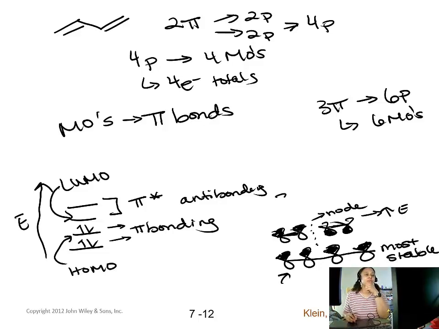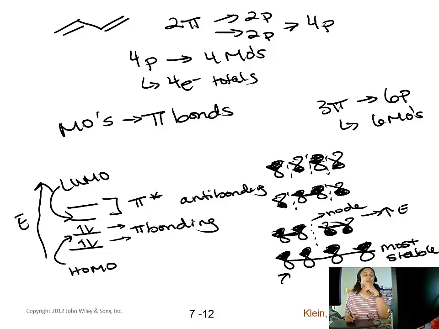Now, if I go up, the next one is going to end up having 2 nodes. And so the most symmetrical way to do that, because the symmetry adds stability, is I end up with 2 nodes, so the middle ones overlap. And then when I go to my highest one, everybody has a node, right? So we see that we go up and up in energy.